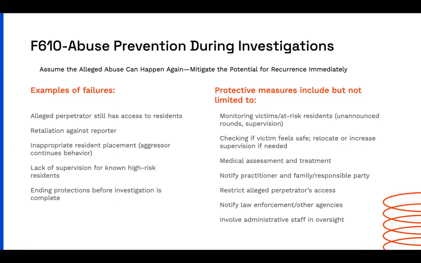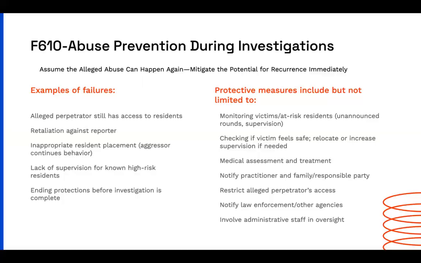Is there evidence that's a retaliation against somebody for reporting abuse? Lack of supervision is a big one. And then ending those protections before the investigations are complete are also areas where we see surveyors liking to cite these tags. And abuse is one of the top 10 cited tags across the nation.